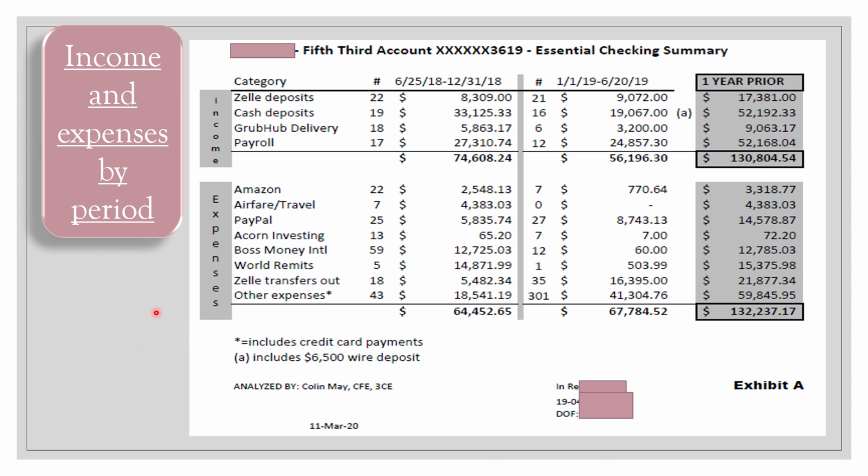Here is an example of a checking account summary where I broke out the information by the amount of money that came in, so that would be income, and the amount of money that went out, so those are expenses down here, and then for a period of time, and then it comes to a grand total. So here I was able to understand how much money actually went out and what was happening.